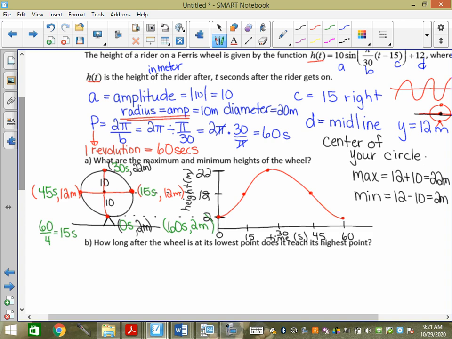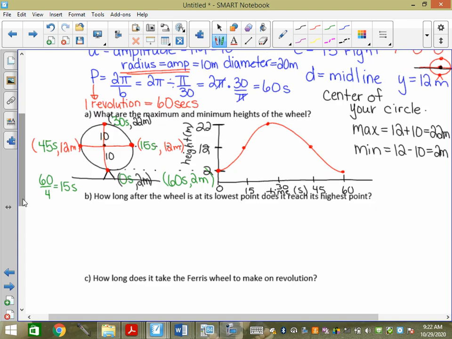How long after the wheel is at its lowest point does it reach its highest point? How long, when we start at its lowest point, does it take to reach its highest point? 30 seconds. Did I have to draw this out to know that? No, it takes 60 to go around the whole way. Half of it is 30. But does it make it easier when you can actually visualize it? Yeah. You actually feel reaffirmed that you're picking the right numbers, not, I think it divided by 2 when I put that, right? So how long after it reaches its first point? 30 seconds.